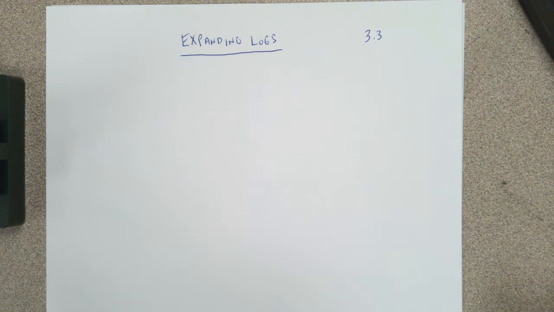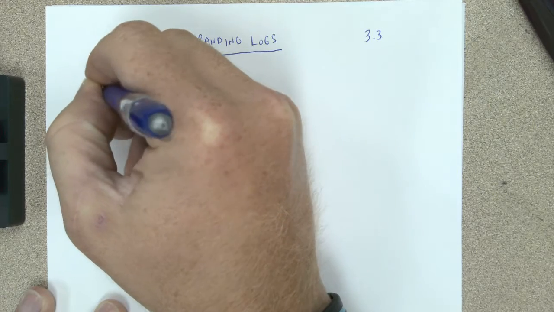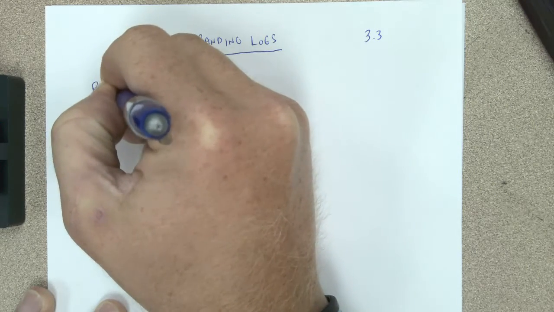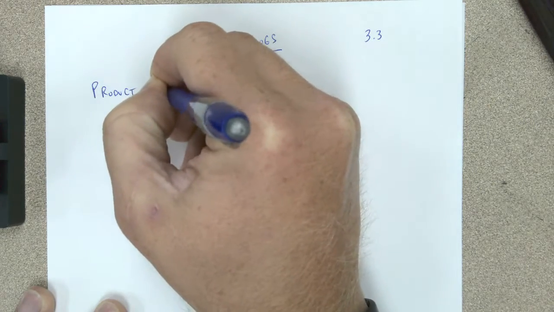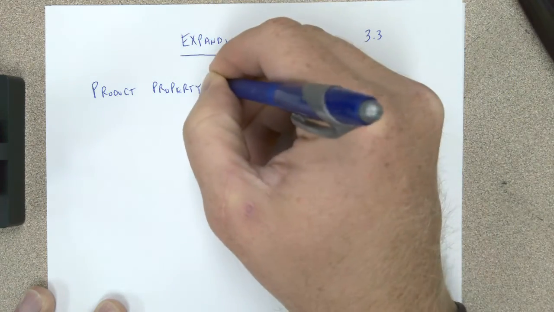Okay, in this lesson, we're going to talk about expanding logs. Now, we've got a few properties that we need to discuss when we're expanding logs. The first one is called the product property. So the product property says this.